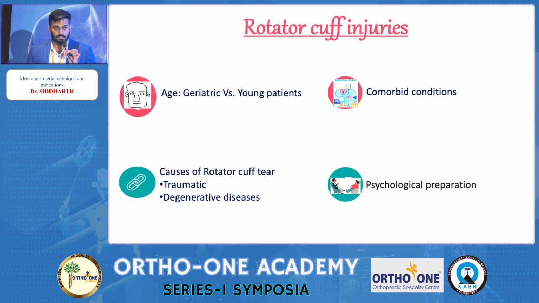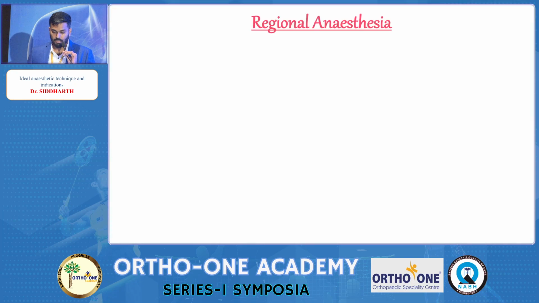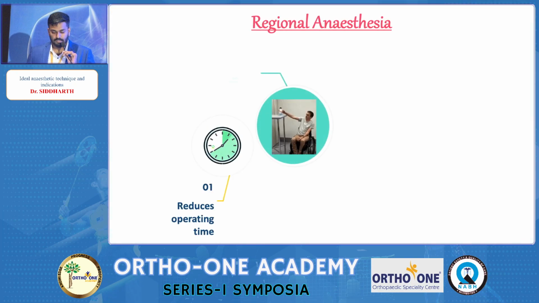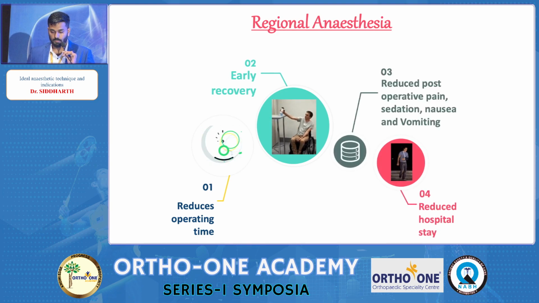So when it comes to rotator cuff, what we look at is the age group of the patient, the cause of the rotator cuff tear, the comorbidities, and psychological preparation of the patient. When it comes to the anesthesia aspect, we have a whole arsenal of skills at our disposal. The three pillars are general anesthesia, regional anesthesia with or without sedation, and combined general anesthesia. We prefer regional anesthesia because it reduces the operating time, there's an early recovery, reduced post-operative pain, nausea, vomiting, and reduced hospital stay.